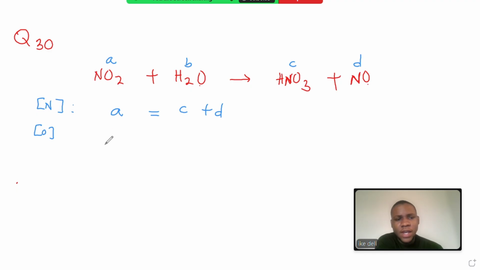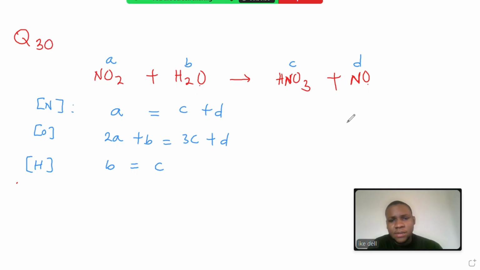Let's compare the oxygen. We have 2A. There's some oxygen here in the B section, so plus B will be equal to 3C, and then plus D. What else? Hydrogen. So that one is B equals C. Okay, that's all. Any other thing? Nitrogen, oxygen, hydrogen. I think that's all.